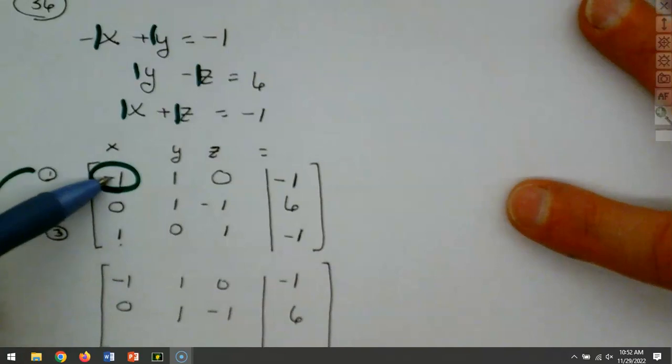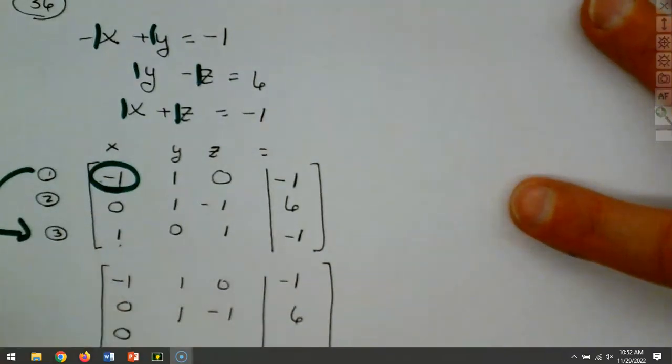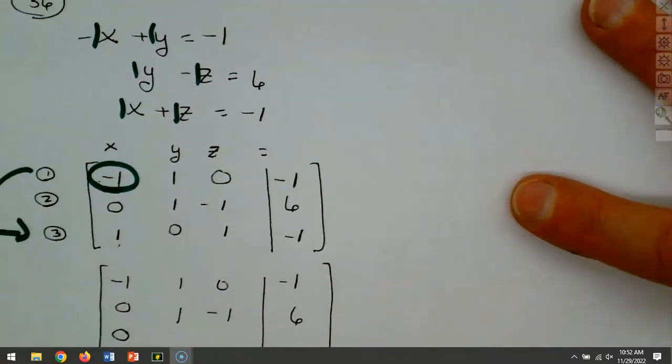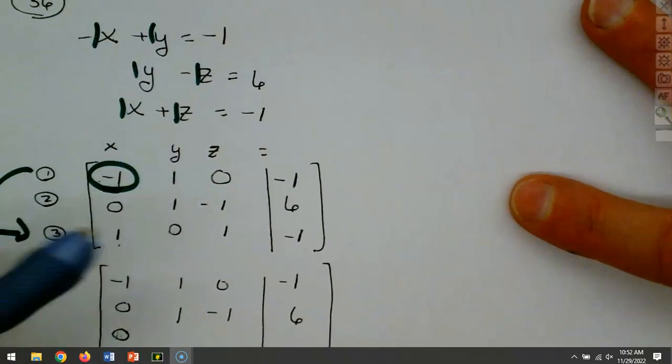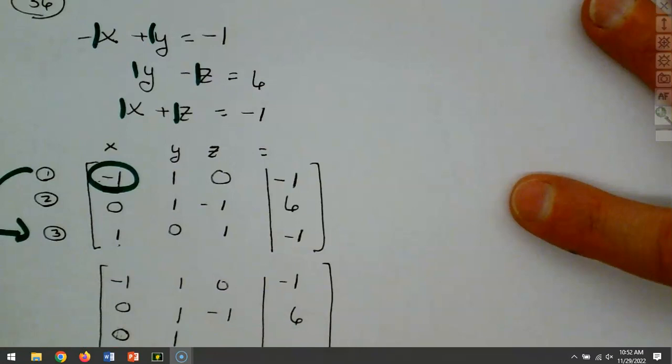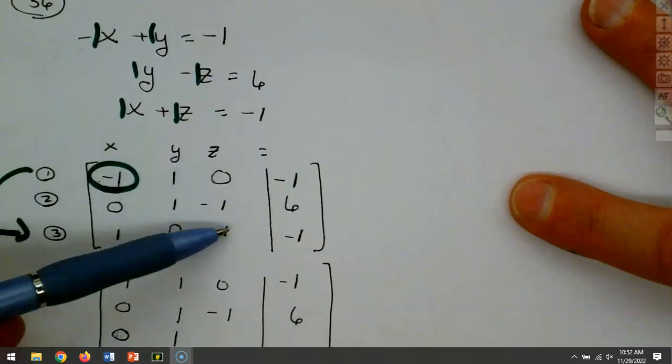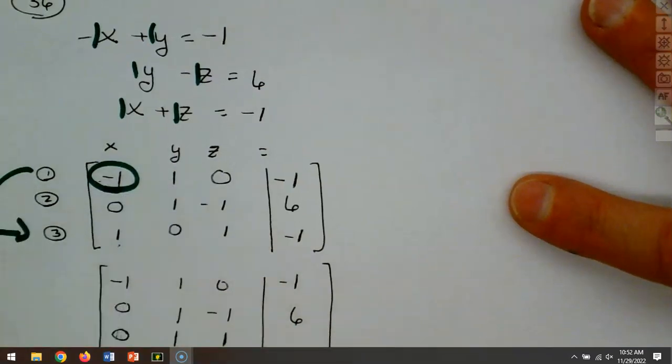So minus 1 plus 1, that makes it 0. That's what we want. We want as many zeros as possible. We want zeros here, and we want zeros here, and zeros here. Okay? 1 and 0 makes it 1, which is fine. 0 and 1 still makes it a 1. And minus 1 and 1, minus 1, that makes it a minus 2.